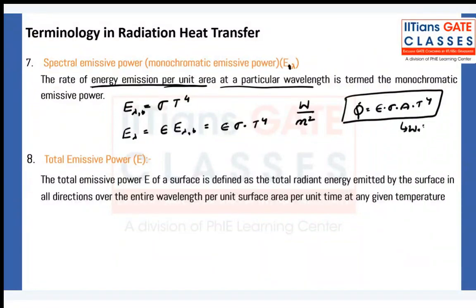Okay. Now it is only at a particular wavelength. If I need to calculate the total heat transfer, then I will need to do the integration of spectral emissive power over the entire wavelength. For total emissive power, I need to do an integration along all the wavelengths that it is receiving. Okay, clear?